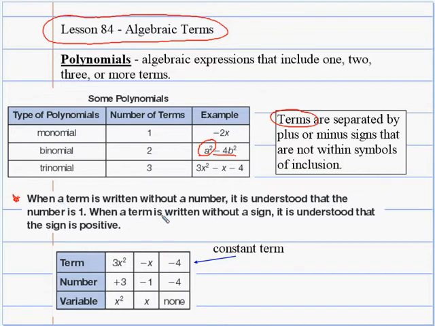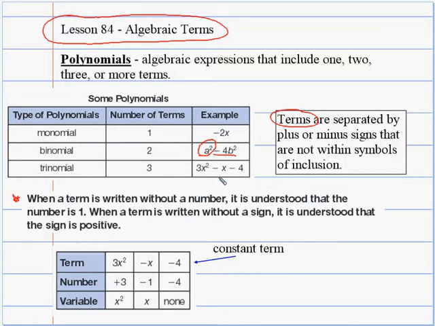And this you don't have to write in your notes. However, it's very important that you understand this. When a term is written without a number, we understand that the number is 1. And when a term is written without a sign, it's understood that the sign is positive.